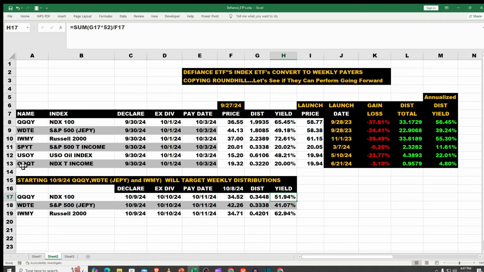Now, these bottom three, the SPYT, the USOY, the oil index, and QQ, these are targeted incomes. So those are going to stay monthly. So we won't have anything till the end of October for those. But these will be weekly going forward now.